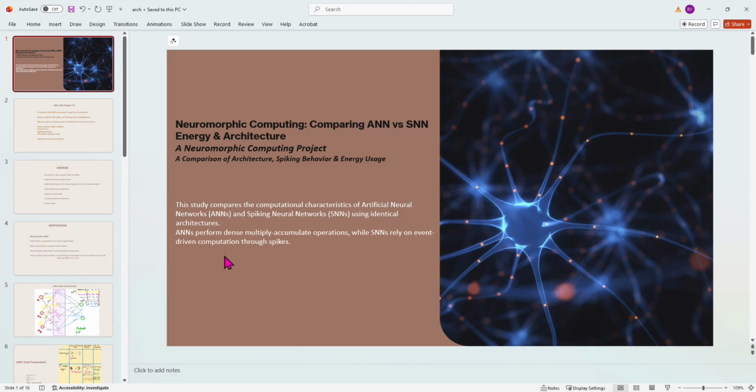So this study compares computational characteristics of artificial neural network and spiking neural network using identical architectures. ANNs perform dense multiplication operations, while SNNs rely on event-driven computation through spikes.